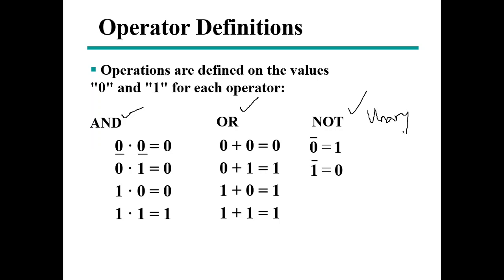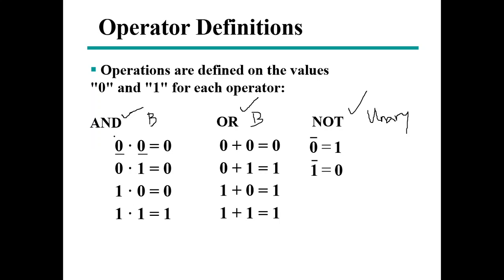Let me write it completely. AND is binary, OR is binary. Let me just represent it by B. These are binary operations. So they have two operands, and the two operands are going to be binary variables, and their possible values are 0 0, 0 1, 1 0, 1 1.